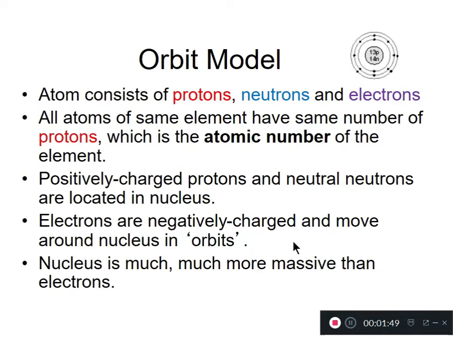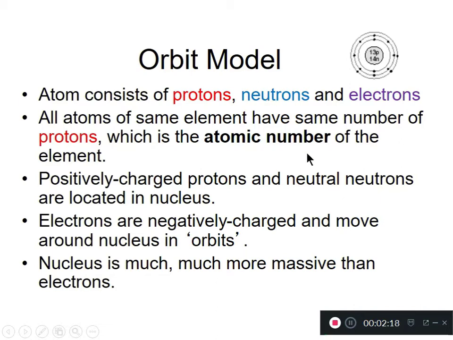Okay, so we're going to introduce the orbit model, which is basically the Bohr or shell model we talked about in the atomic models, but we're going to add a little more detail than was in the Rutherford experiment and the Bohr experiment. We begin by saying that atoms consist of protons, neutrons, and electrons. We hadn't really talked specifically about what a proton was, what a neutron was. Now we're going to start talking about those.